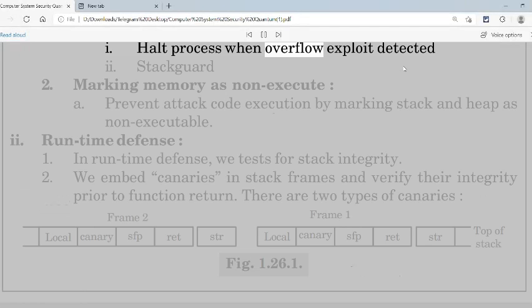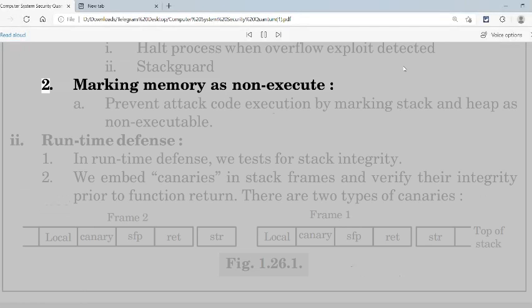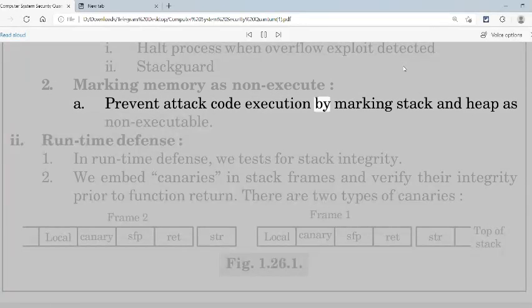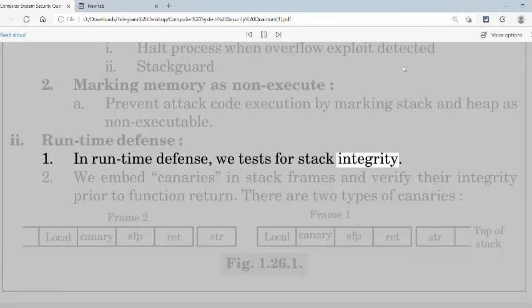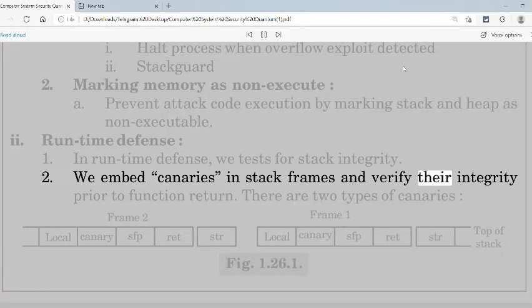I. Halt process when overflow exploit detected. 2. Stack guard. 2. Marking memory as non-execute. A. Prevent attack code execution by marking stack and heap as non-executable. 2. Runtime defense. 1. In runtime defense, we test for stack integrity. 2. We embed canaries in stack frames and verify their integrity prior to function return.